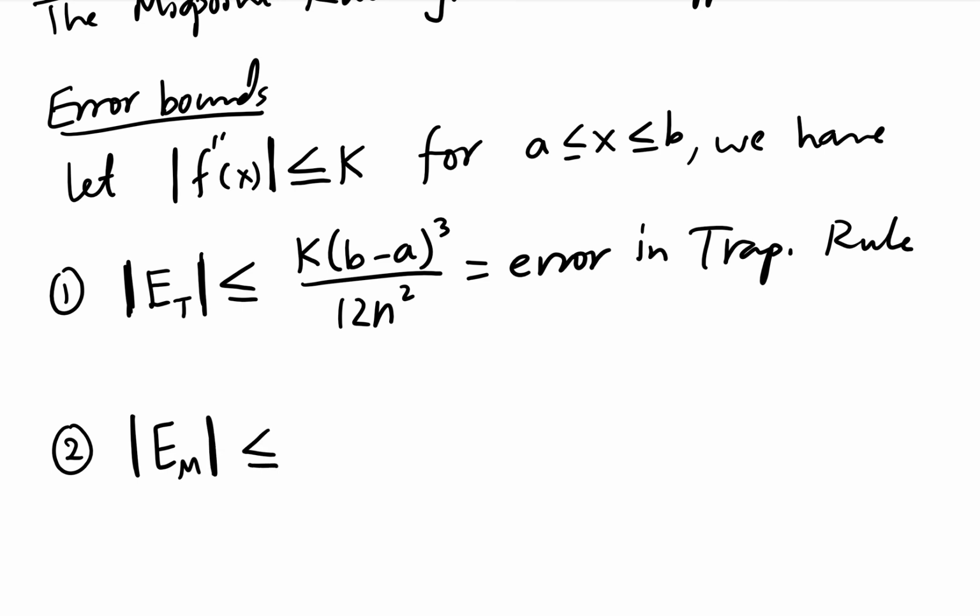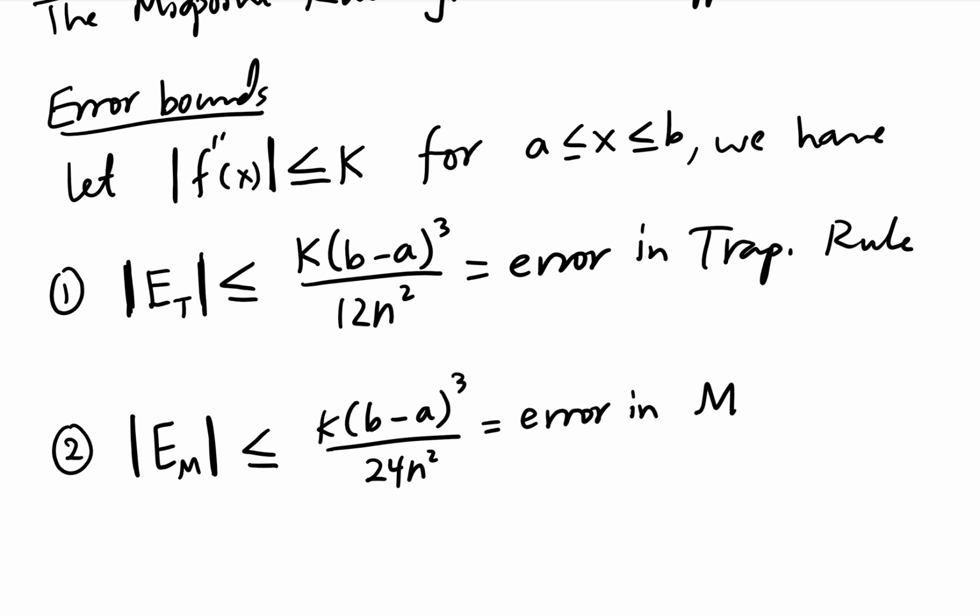And the other one, we have the error in the midpoint rule. It's less than or equal to k times b minus a to the third power divided by 24n squared. This is the error in the midpoint rule. And I'm going to apply these two error bounds to the example we were working on earlier.